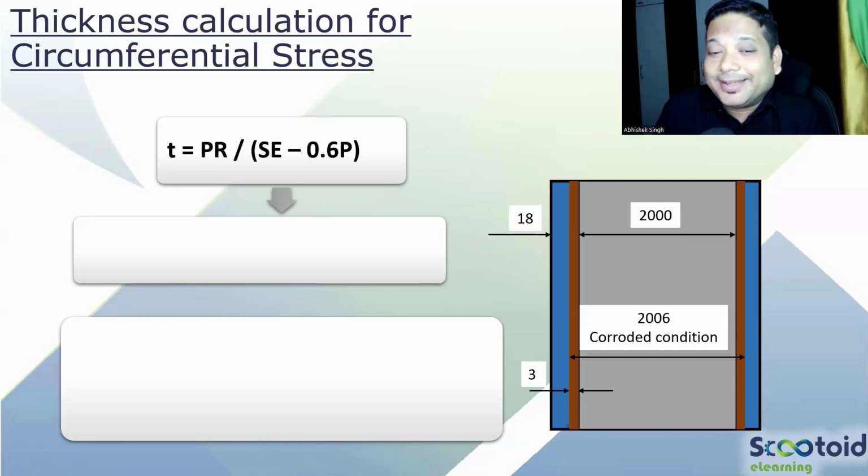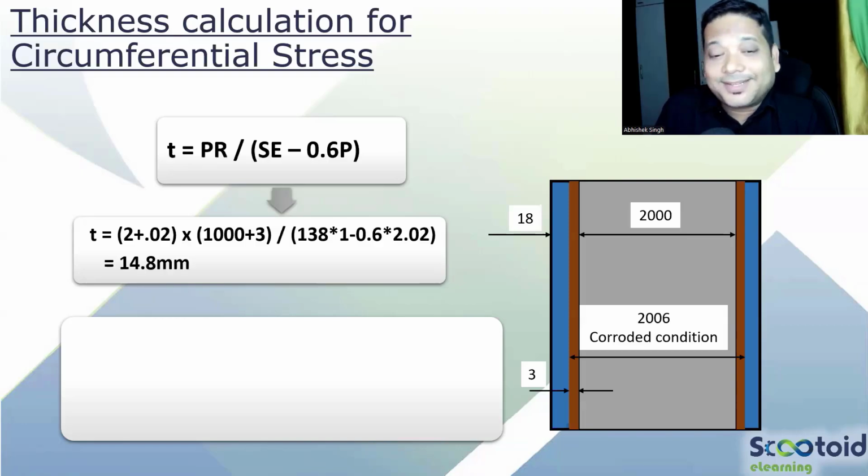So now the formula. Pressure is 2 plus 0.02. 1000 plus 3 is the radius. And then 138 into, minus 0.6 into P.